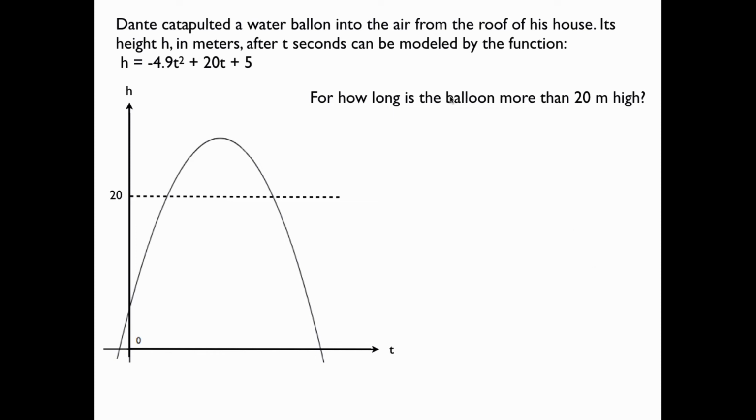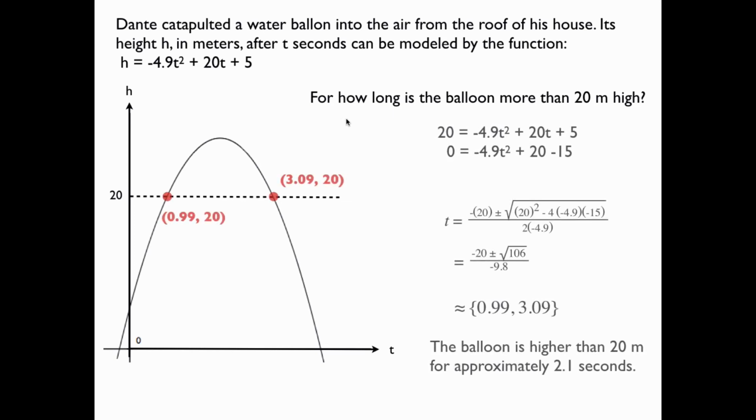All right, let's see how you did. So this is a question about time. For how long is the balloon? And this is a question about time, and we're given a height. So we're trying to find an input given an output. So we set h equal to 20, and we solve that equation.